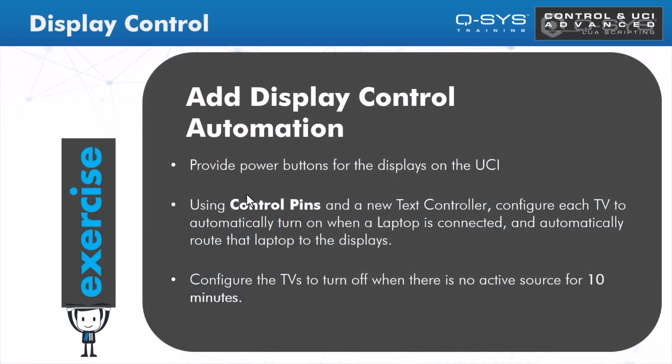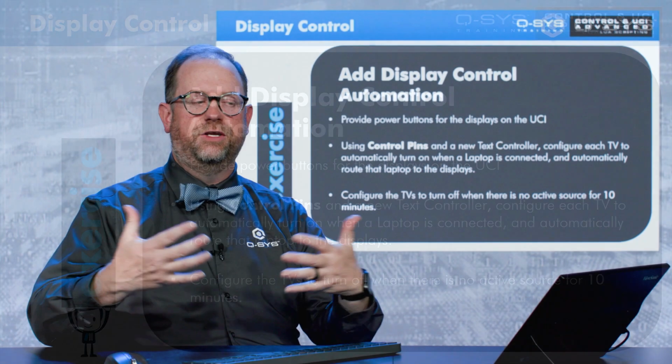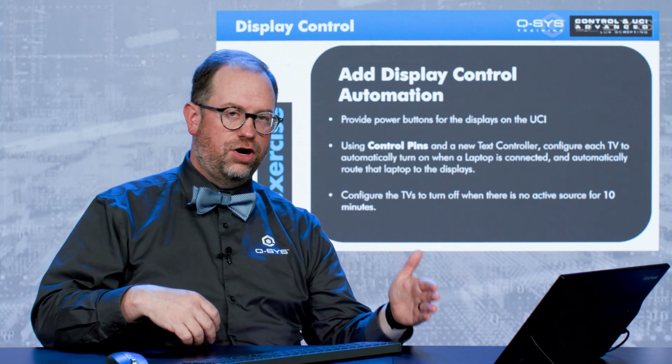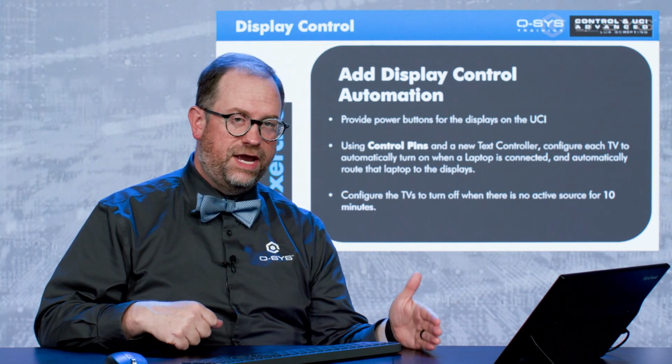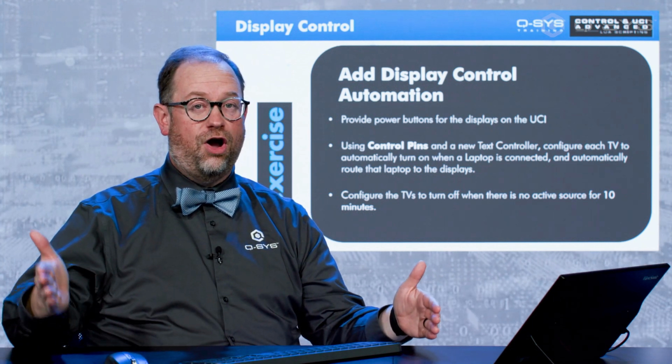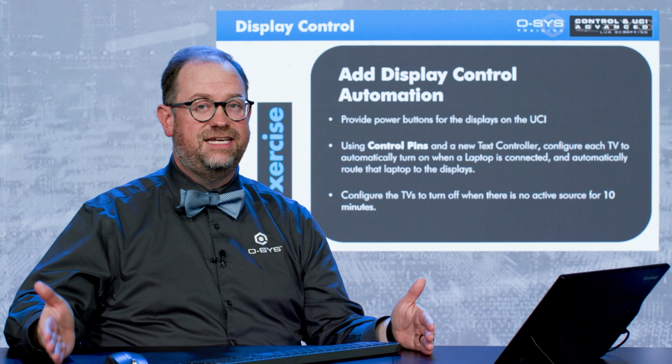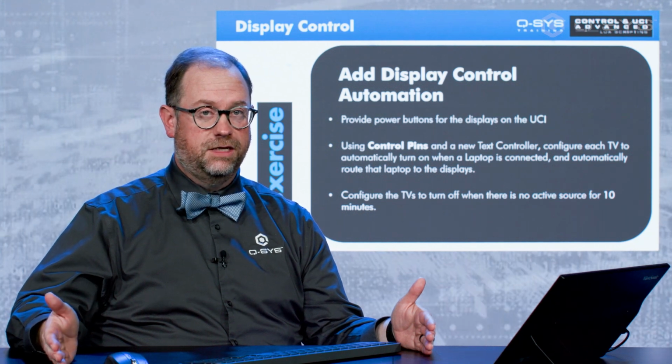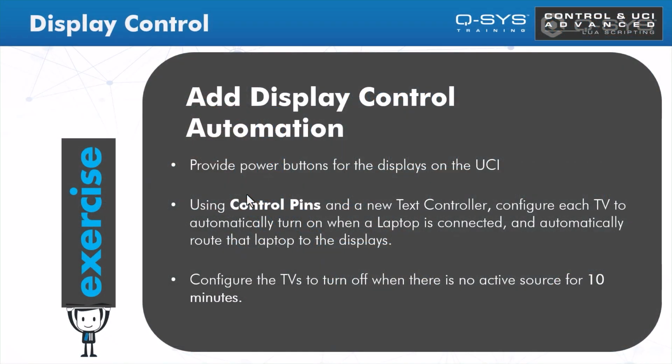Let's look at the scope of work. What we want to accomplish in this video is to add a power button for the displays to the UCI. We want to turn on the televisions when a laptop is connected, and then we also want to turn off the televisions when the TVs go to sleep. And we're going to work through a couple of different communication methods for those things.